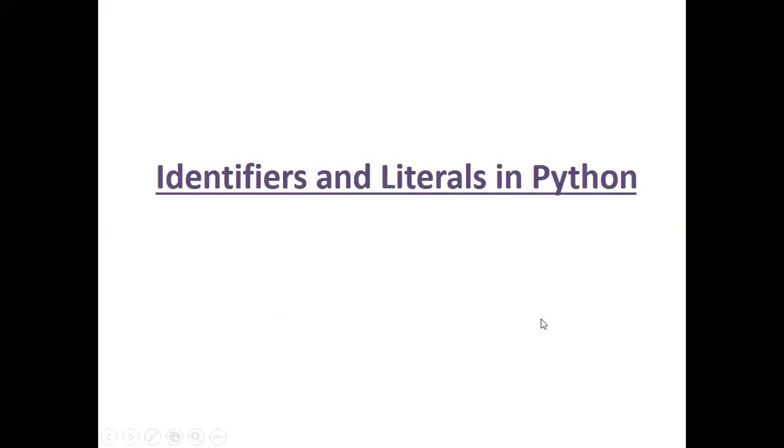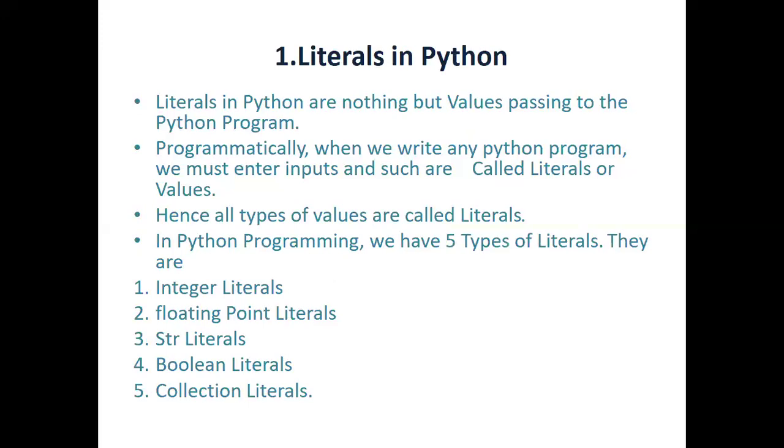Let's proceed further with identifiers and literals in Python. Now, what do we understand by literals and identifiers? Literals in Python are nothing but the values passed to the Python program. Whenever we write any Python program, whatever input we make is known as literals or values. All types of values we write are called literals. We have 5 types of literals: integer literal, floating point literal, str, boolean, and collection literals.